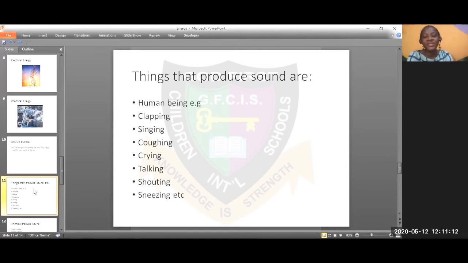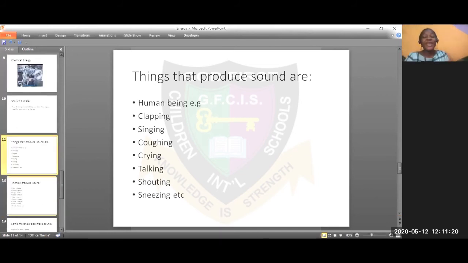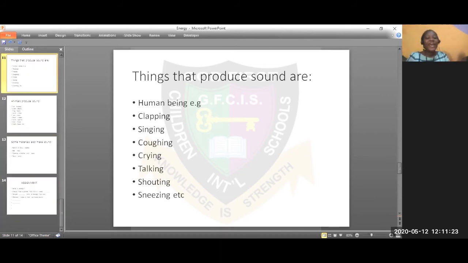And at times, when you sneeze, take care. Did you hear the sound or not? Of course, you hear it. Meaning that we human beings, we can make sound. Not only human beings can make sound, though. What else can make sound?